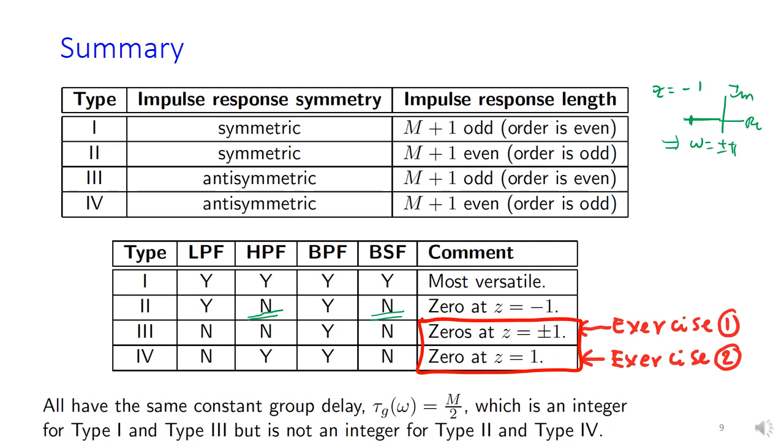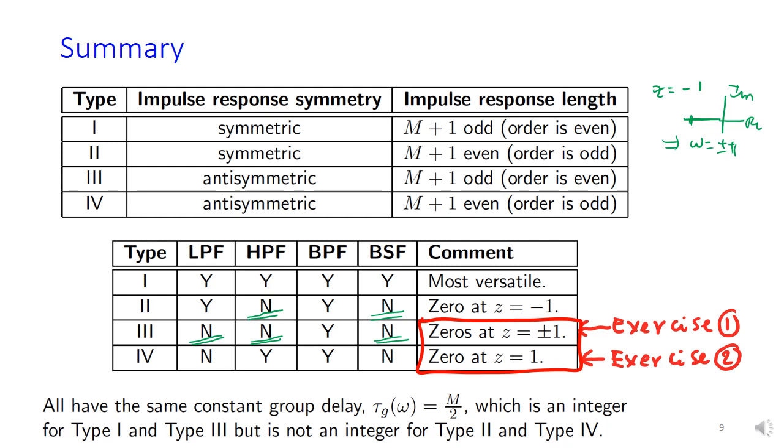Once it has a 0 at minus 1, it cannot be used as high pass filter or band stop filter, and it is giving magnitude 0 at omega equal to 0 also. That means it cannot be a low pass filter either. So it can be used only when you want to specifically design a band pass filter and not any of the rest of the 3.